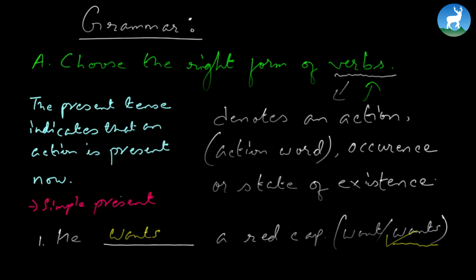Whenever we come across he, she, it, or even they, always remember that for the third person, like he, she, they, the subject may be singular or plural. Understand two things. If the third person is singular, then we always add s at last. Remember what I'm saying. In simple present, for the third person, if the subject is singular, we add s at the last. That's why he wants a red cap. You understand? Now let's move on further.